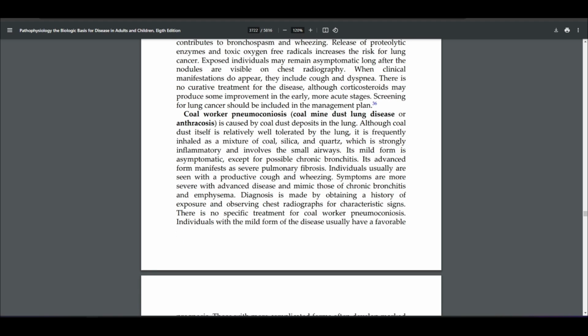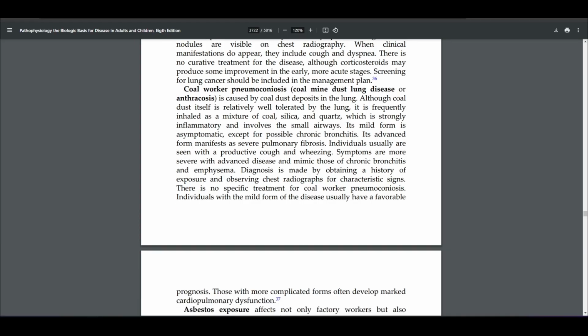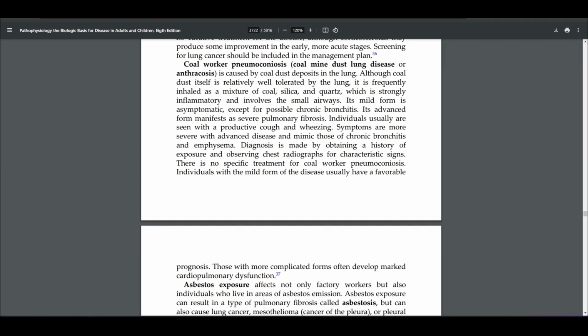Coal worker pneumoconiosis, or coal mine lung disease, or anthracosis, is caused by coal dust deposits in the lung. Although coal dust itself is relatively well tolerated by the lung, it is frequently inhaled as a mixture of coal, silica, and quartz, which is strongly inflammatory and involves the small airways. Its mild form is asymptomatic, except for possible chronic bronchitis. Its advanced form manifests as severe pulmonary fibrosis.